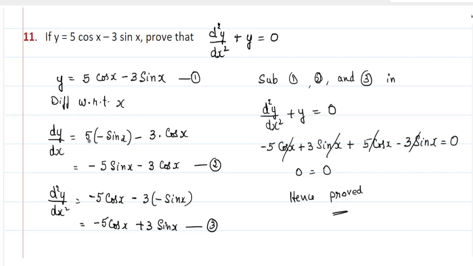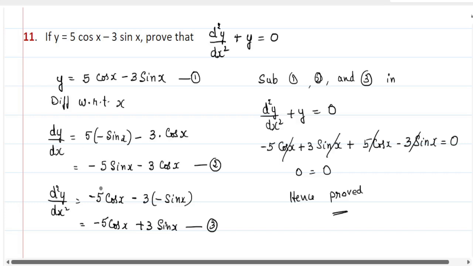So dy by dx is equal to 5 is a constant. Differentiation of cos x is minus sin x. Minus 3 is a constant, so remains the same, into differentiation of sin x, which is cos x. Let us name this equation as number 2. Now again we are differentiating this equation with respect to x.